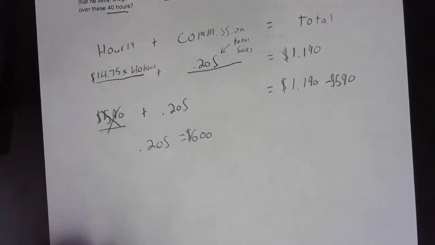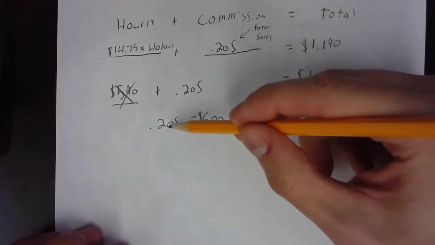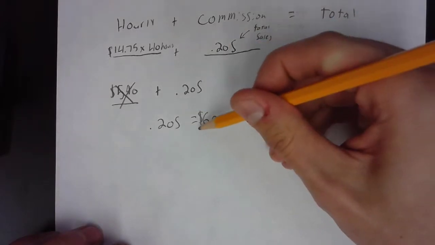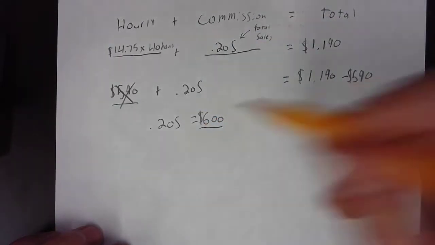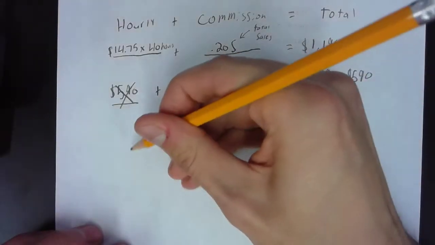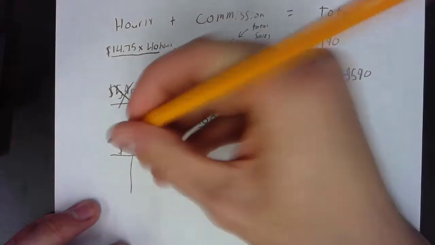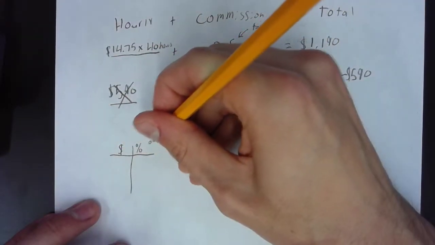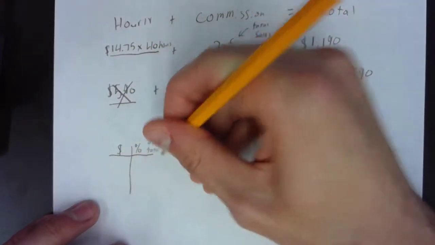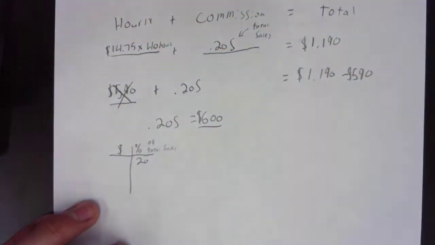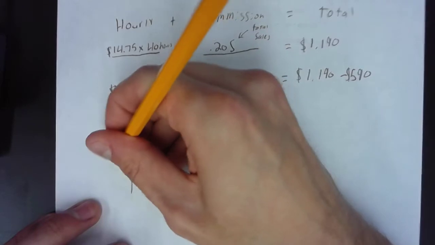So now, as a lot of you must recognize at this point, 20% represents 20% of our total sales. So this $600 right here represents 20% of our total sales. So if we put that into a ratio table and label it, we have dollar amount here, and then we have percentage of total sales. You'll see that 20% is going to give us that $600.